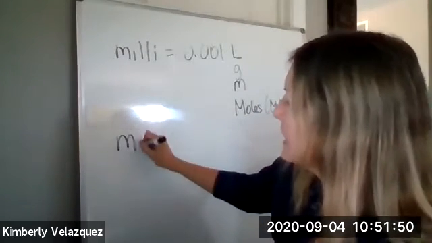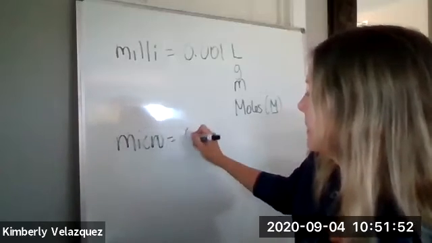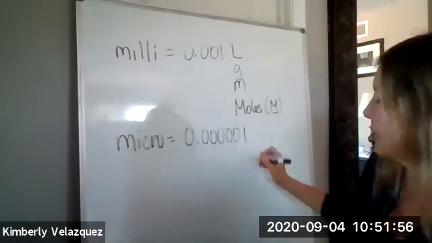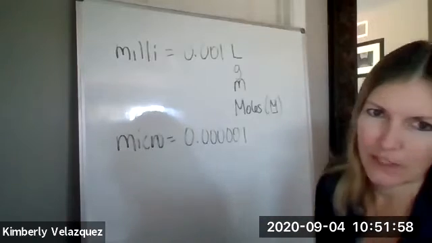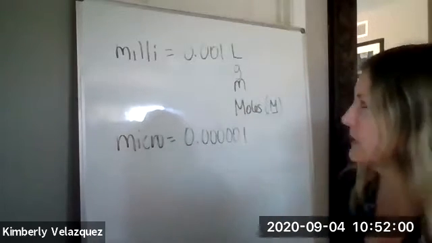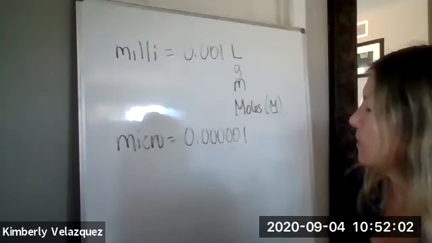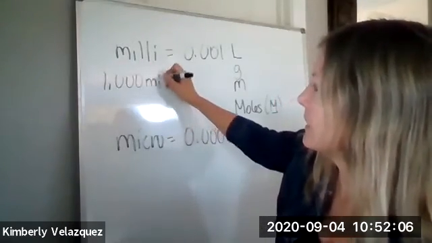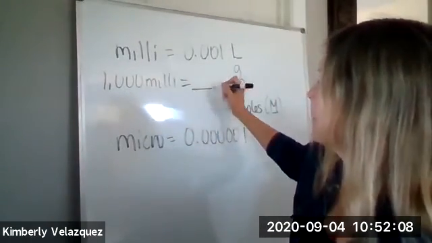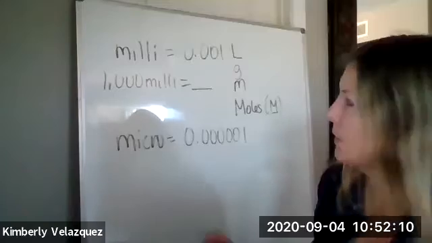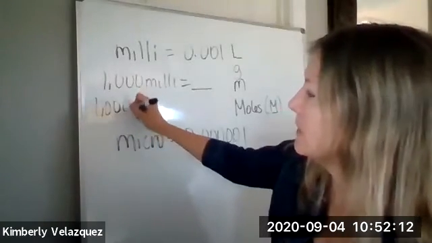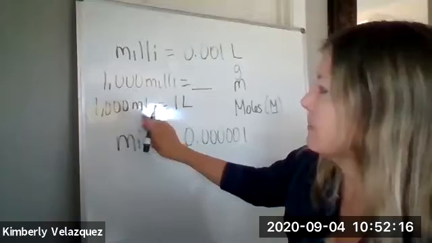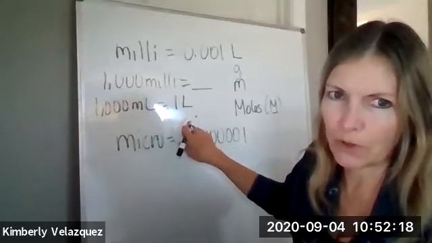Okay, micro means 1/1,000,000. So 5 zeros and then the 1. So again, same pattern as here. The other way we can write this is it takes 1,000 of the millis to equal the whole. So that means 1,000 milliliters equals 1 liter. 1,000 millimoles equals 1 mole.